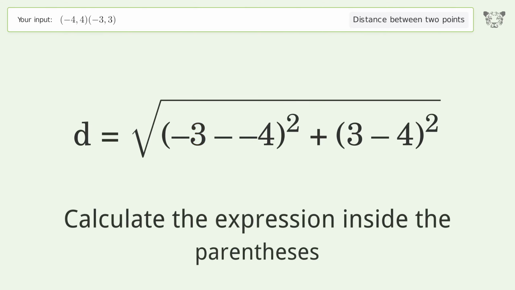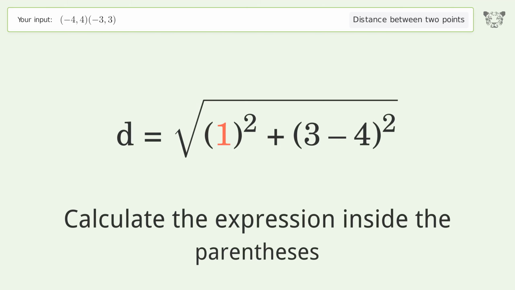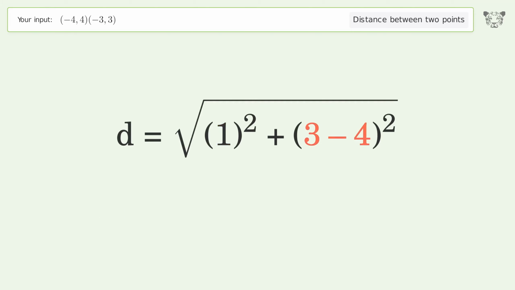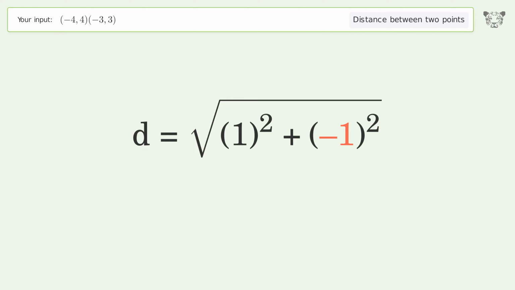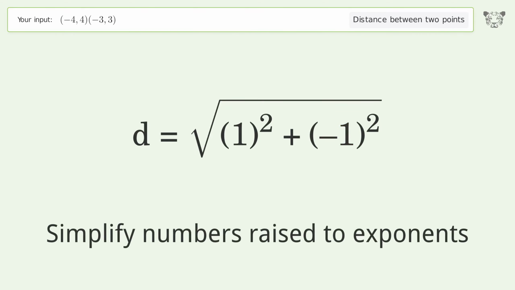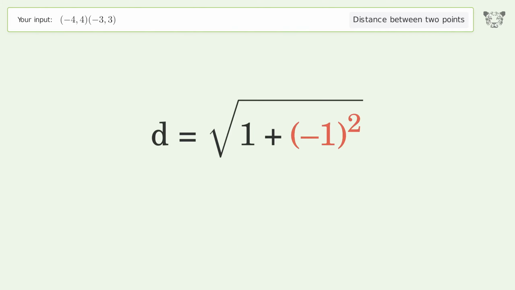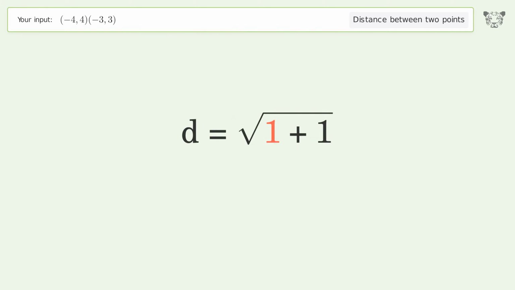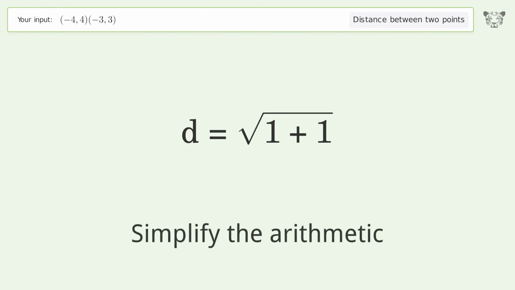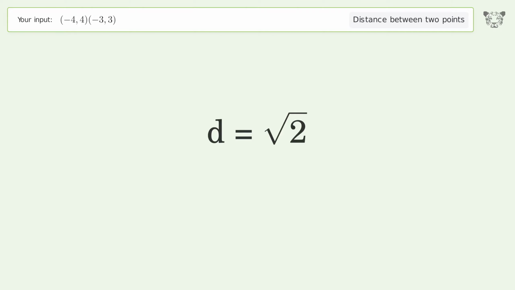Calculate the expression inside the parentheses. Simplify numbers raised to exponents. Simplify the arithmetic. And so the distance between the 2 points is the square root of 2, or 1.414.